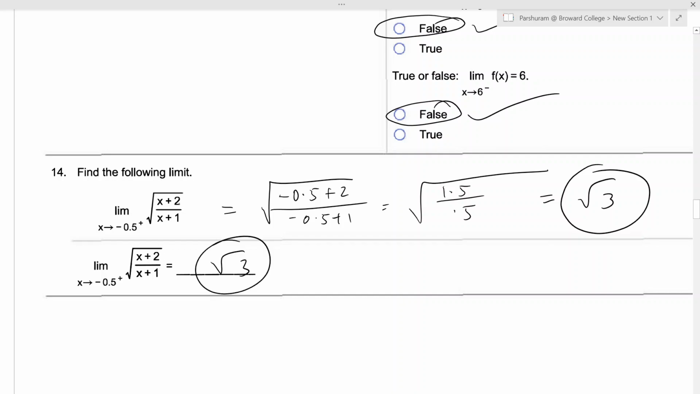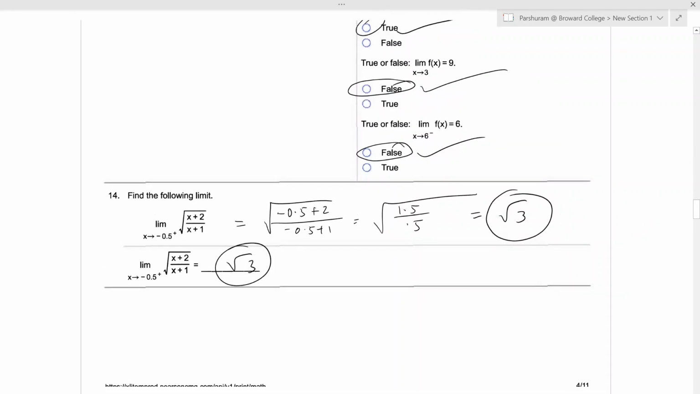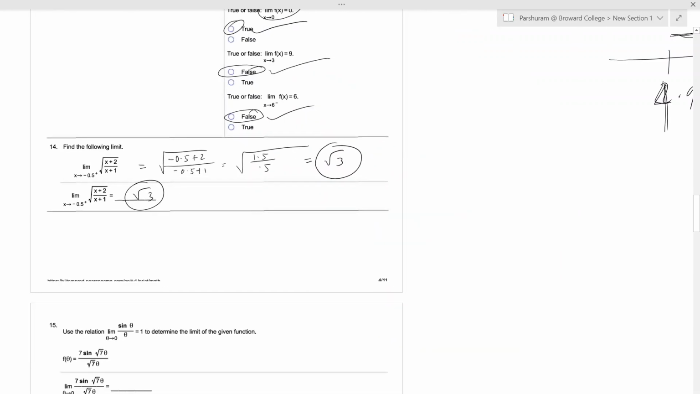Because there is a polynomial on the top and a polynomial on the bottom, you can always find the limit, any limit, either a left hand limit or right hand limit, if this function is defined at that point. And we know that this function is defined at negative 0.5, so we can find the limit by substituting the value of x, negative 0.5. Okay, so that's problem 14.